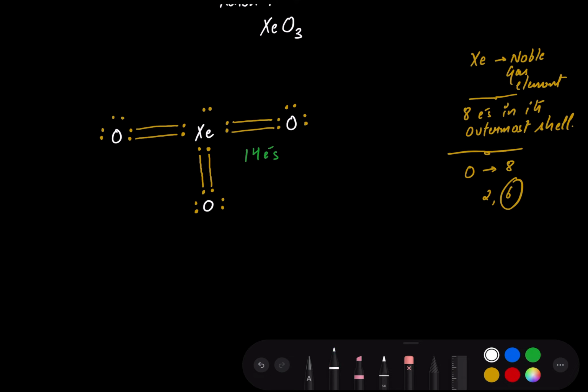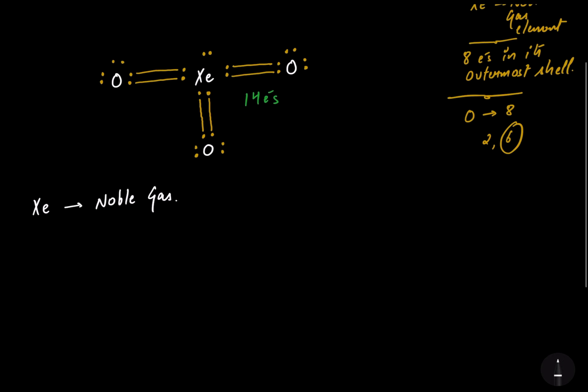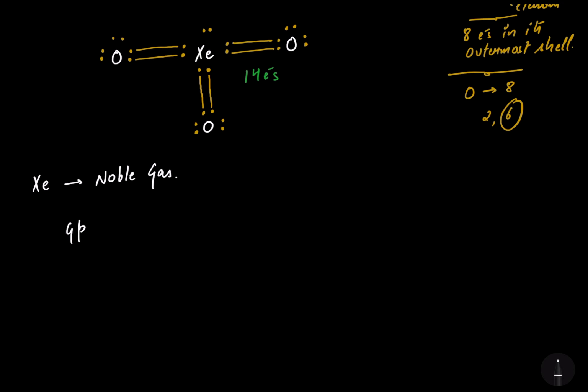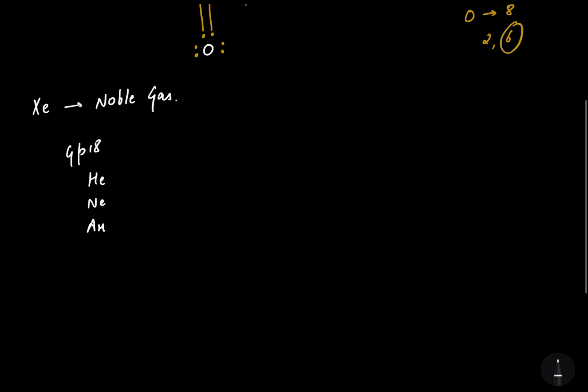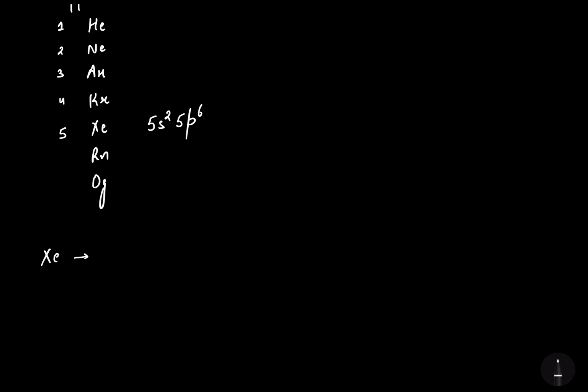Now let's talk about the hybridization of xenon. That's xenon, and it's a noble gas. How do we come to know the electronic configuration of xenon? Let's talk about group number 18. Group 18 is helium, neon, argon, krypton, xenon, radon, and oganesson. That's period number 1, 2, 3, 4, and it's the fifth period. So the configuration is 5s2, 5p6. So we got the configuration of xenon to be 5s2, 5p6, and a vacant d subshell, that's 5d0.